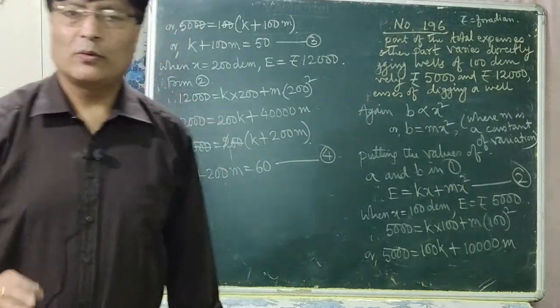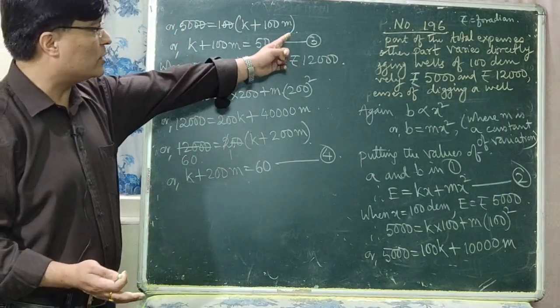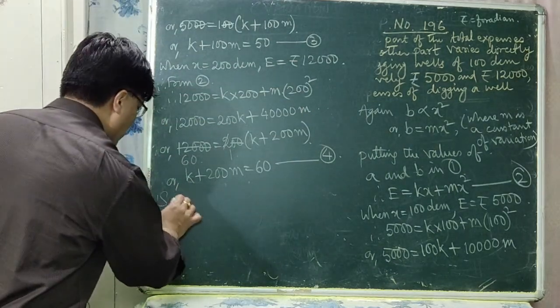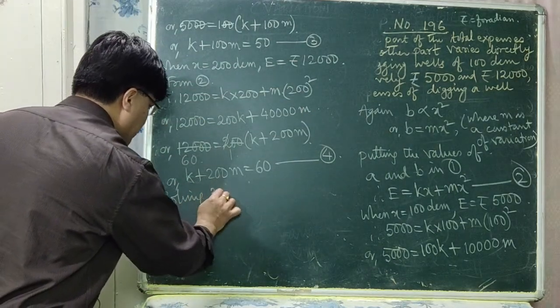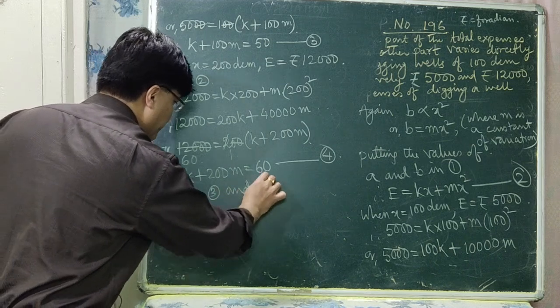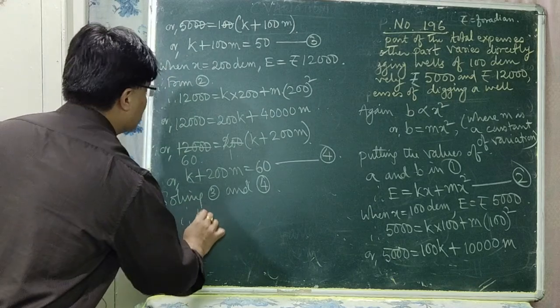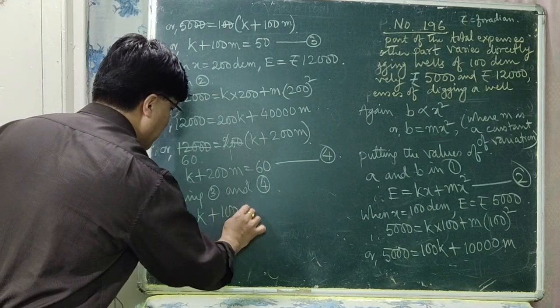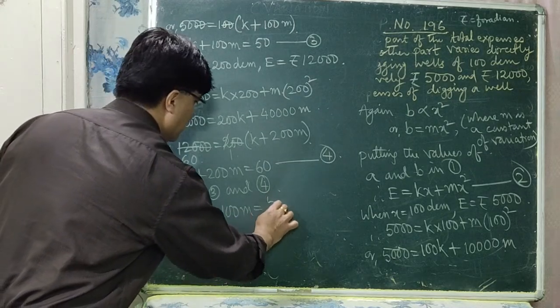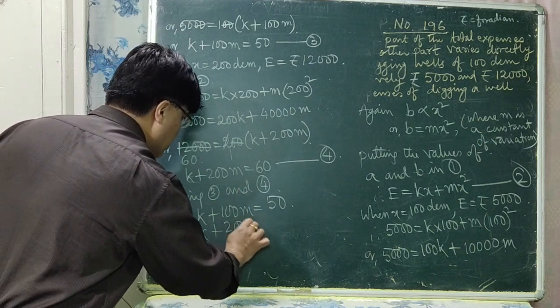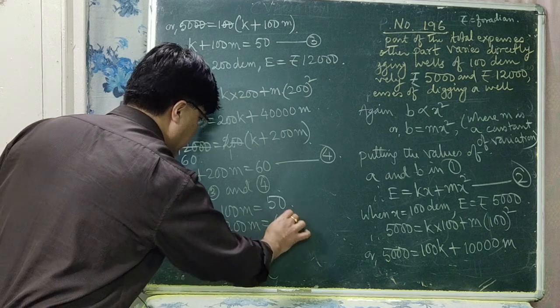So now, what will you do in the next step? You have to solve these two equations, equation 3 and equation 4. So, solving 3 and 4. So now let us solve it. Okay. Now what is equation number 3? K plus 100m is equal to 50. And what is number 4? K plus 200m is equal to 60.